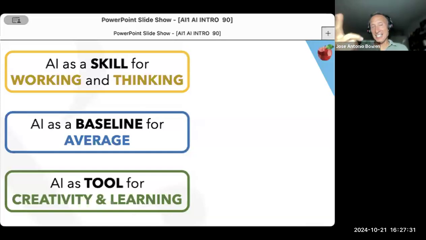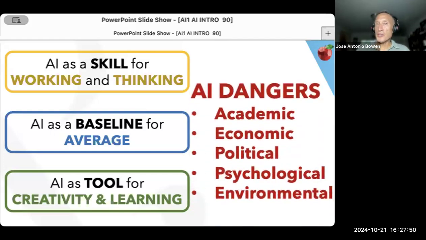But yeah, so like AI is a skill. We're going to have to at least get started. So that it doesn't matter how many tools you use, just get some skill. But AI is also a baseline. Start getting used to what an AI response looks like, and ooh, that's pretty good. Ooh, that's a C, right? And then we'll talk more about AI as a tool for creativity and learning and how we can make it better.